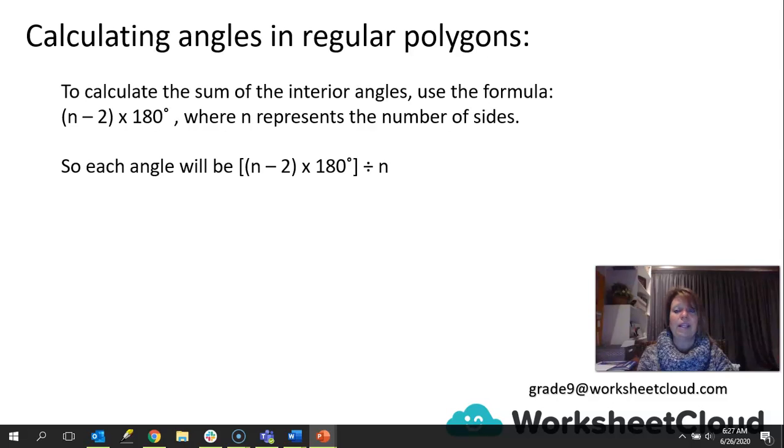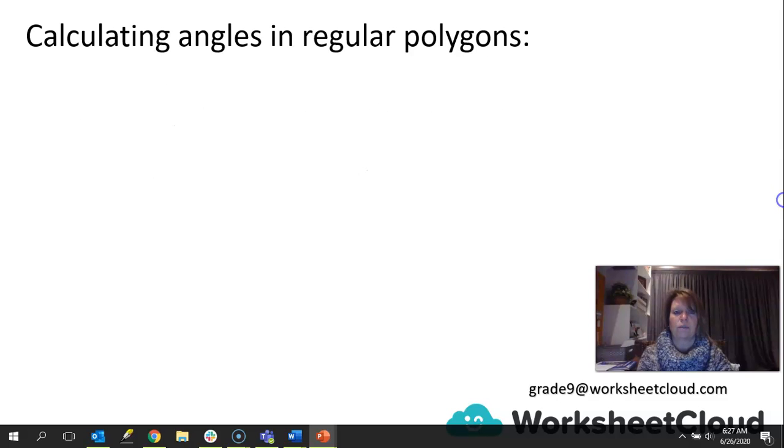If we want to find each interior angle, we are then going to take that formula and divide the whole thing by the number of sides. Okay, so again, n is the number of sides, so whatever the polygon, that number of sides minus 2 then times 180 will give you all the interior angles in your polygon. But if you want each angle, then obviously you are going to divide that whole lot by the number of sides. So let's put this into action.